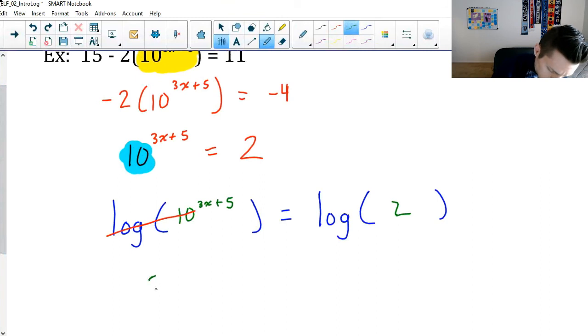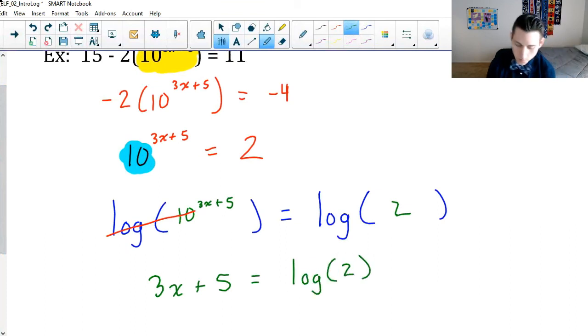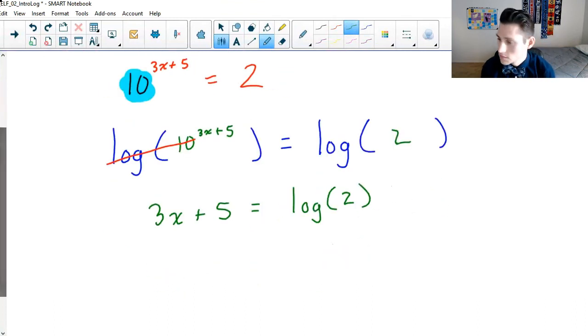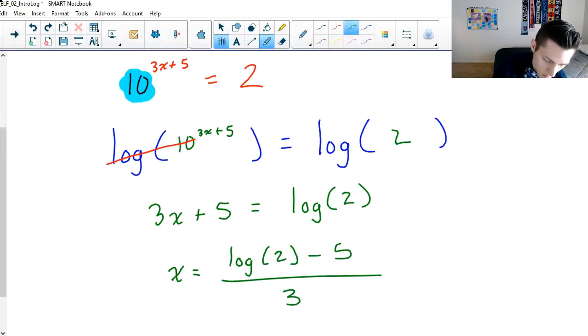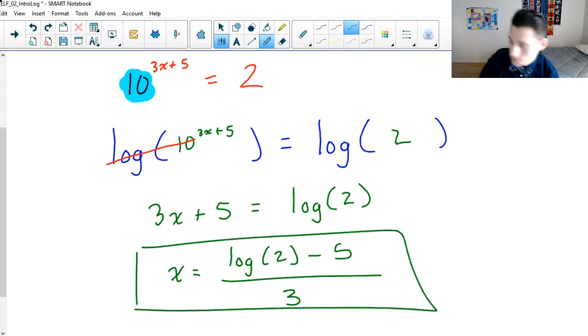3x plus 5 equals log of 2. Now it's just solving for x. Subtract 5, divide by 3. So there's our final answer.